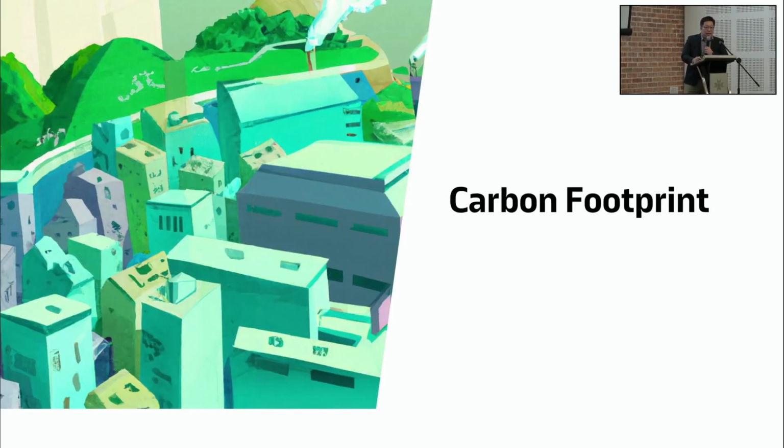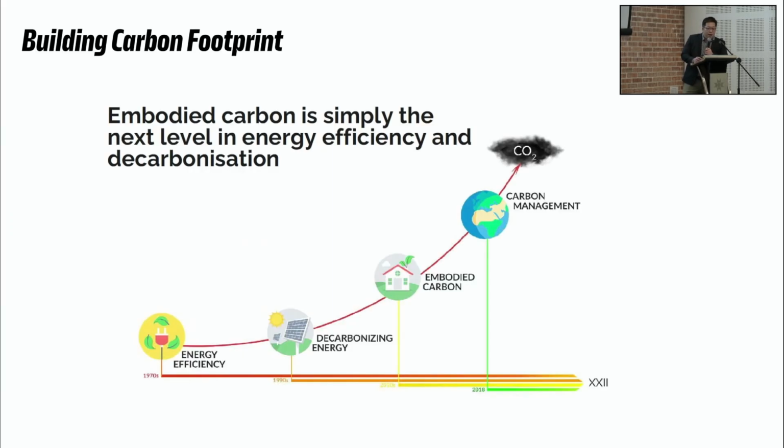However, energy efficiency could be just not enough. And we need to talk about carbon footprint. Why and how? Now, we always talk about, in the past, how do we decarbonize the energy, the use of solar, how do we save electricity, how to save power and stuff like that. But now, people slowly move on to the term called embodied carbon and carbon management.